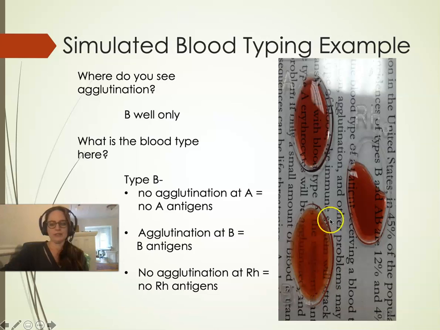The only thing agglutinating here is the B well. There's no agglutination in A. That means this is not type A blood. There's no agglutination on RH. That means this is negative blood. It is B blood. So it's B negative.